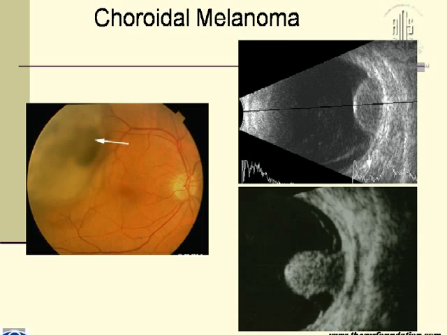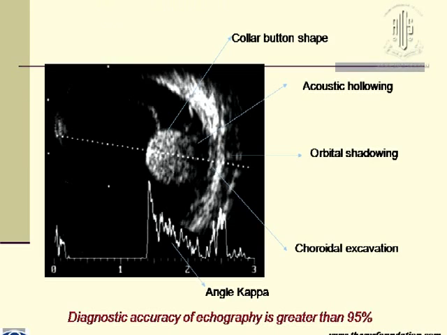most common intraocular tumor. Characteristically, it is seen as a solid dome-shaped lesion or a mushroom-shaped lesion, which is also known as a collar button lesion. And this collar button shape indicates that the tumor, which arises from the choroid, has broken through the RPE and comes to the subretinal space. And this is one very characteristic feature of melanoma.